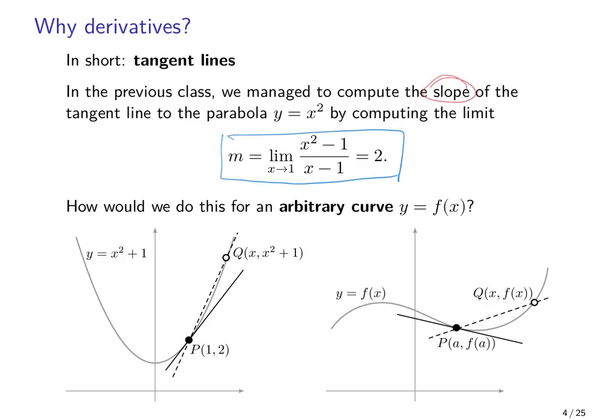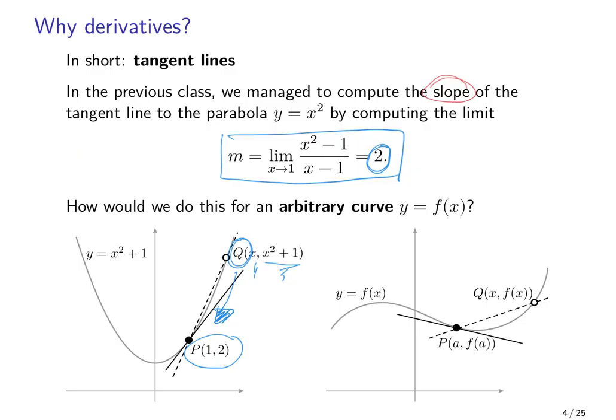So basically what we did is we took a point on the parabola with coordinates x and x squared plus 1. And then we computed the slope of the line through that point and the fixed point P, where we want to compute the tangent line. And then we took the limit as Q goes towards the point P. And we found that in the limit, that slope of the tangent line is equal to 2.